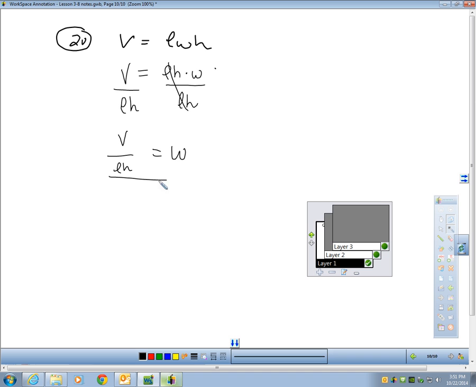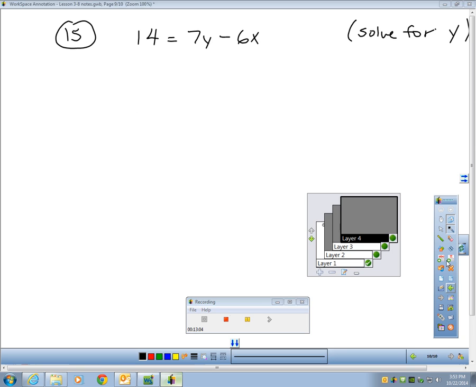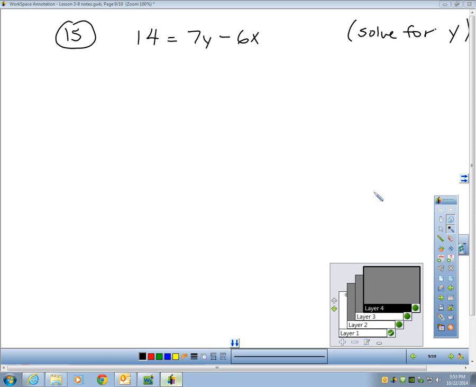Again, this is a very abstract answer. If you ask me what's the width of the problem, I can't tell you. All I could say is I know it's going to be whatever the volume divided by length and height work out to. Okay? This video has only been 13 minutes, so I tell you what, I am going to do number 15. I didn't want to make it too long, but I'm good on time here, so this one will only take me a minute.